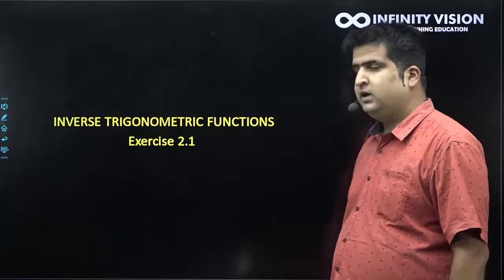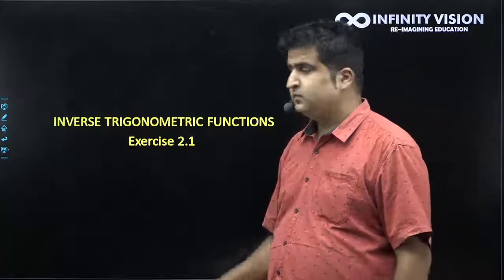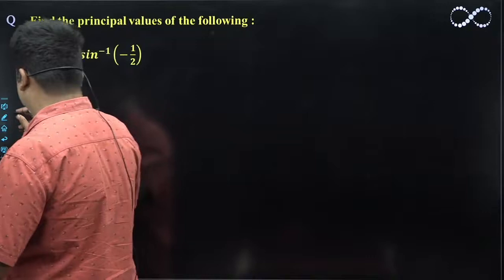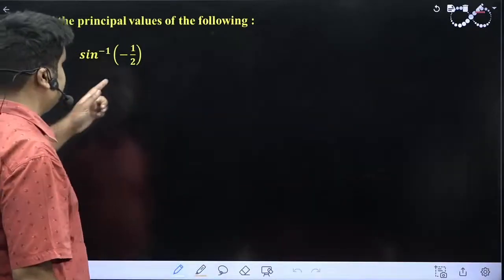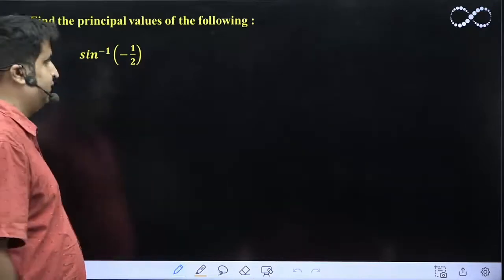Trigonometric functions, and we'll be starting with the first exercise, which is a very basic one. So let's start with the first question. The first question is, find the principal values of the following. The first one is sine inverse minus half.